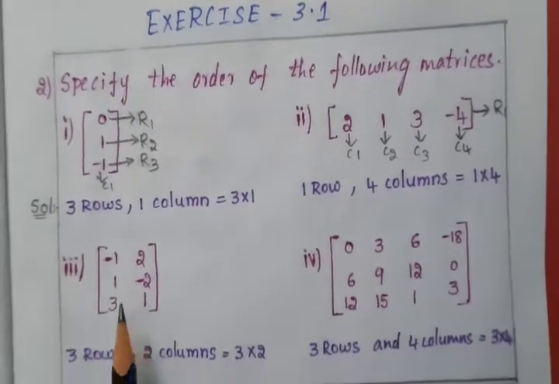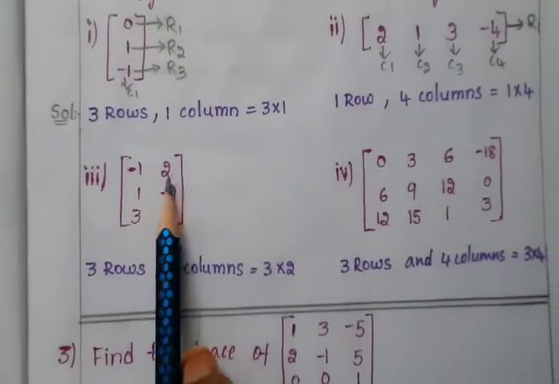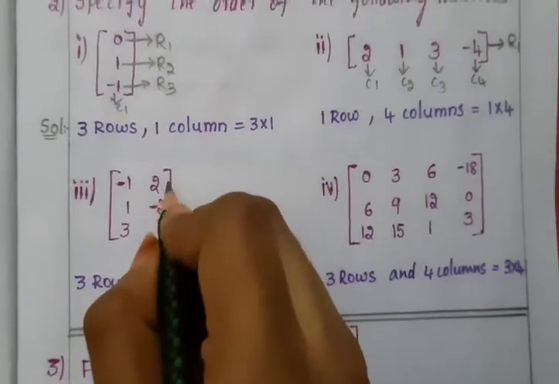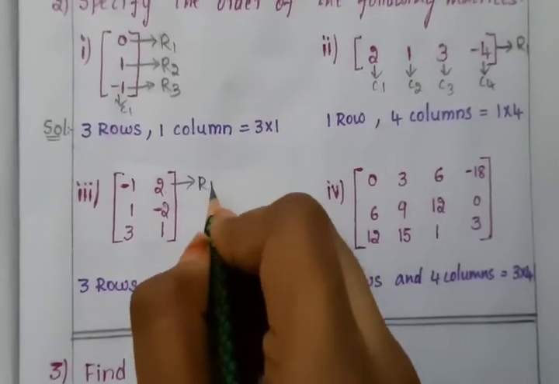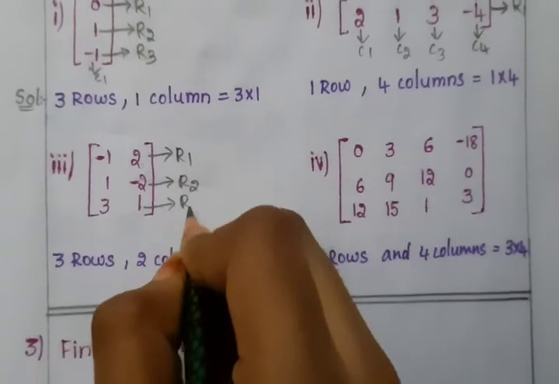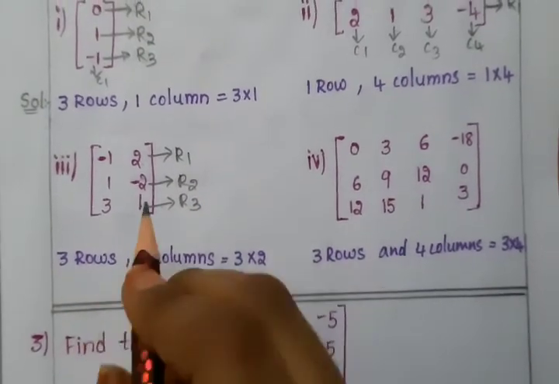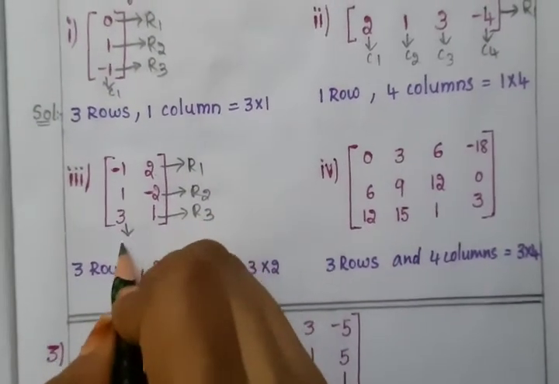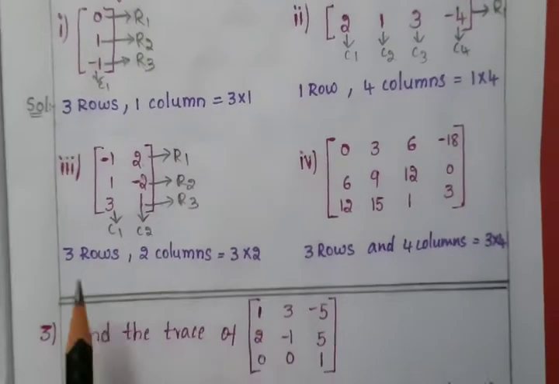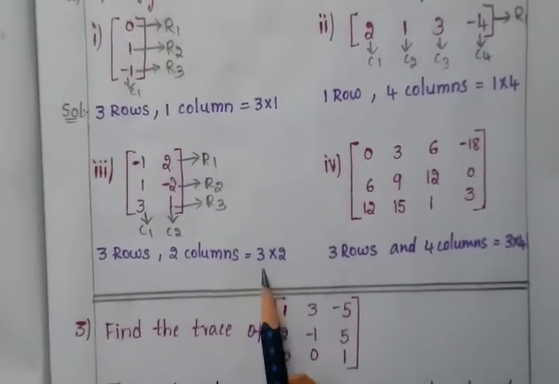Third sub-question. Minus 1, 2, 1, minus 2, 3, 1. How many rows it has? Row 1, row 2, row 3. 3 rows it has. How many columns it has? C1, C2. It has 2 columns. 3 rows, 2 columns equal to 3 by 2.